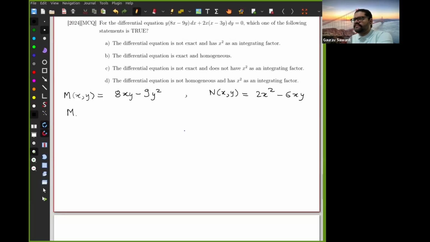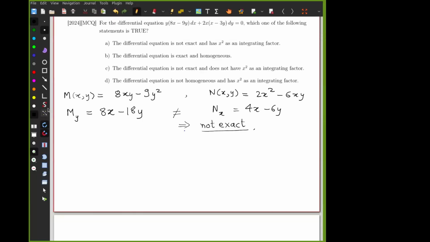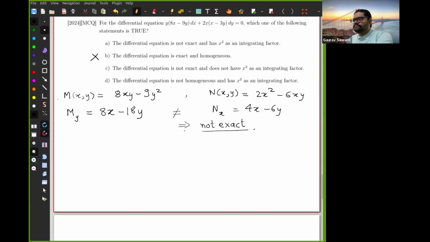So we check. If I take the y derivative of M, I will get 8x minus 18y, and for N, the x derivative, I'm going to get 4x minus 6y. So definitely these two are not equal. So this tells you that this is not exact. So therefore, option B is already out.